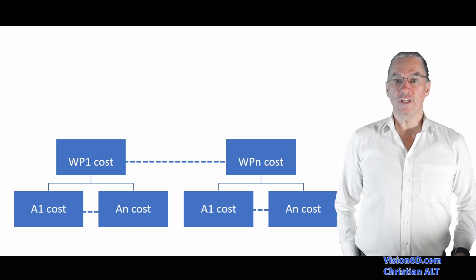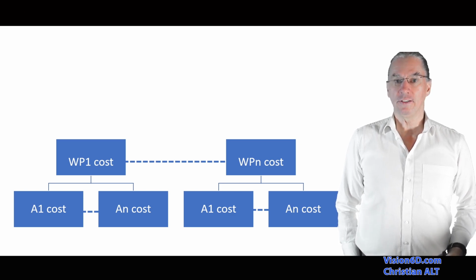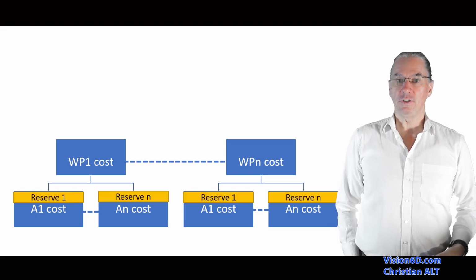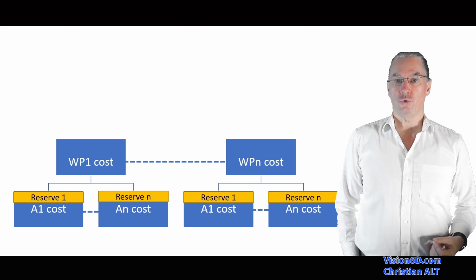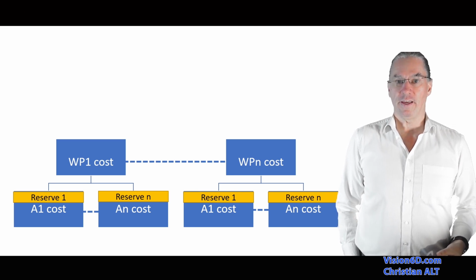We see that for each activity we will do an estimation of the cost. And if we sum up for each group of activities within a work package, then we have the cost of the work package. For each activity there are certain risks. For some there aren't any risks, and for others there are. So for this we will constitute what is called a reserve per activity.